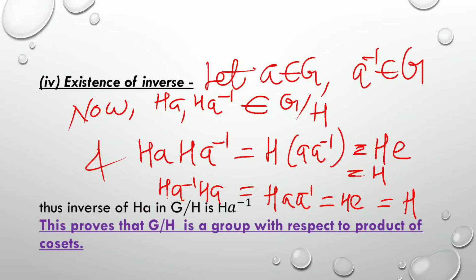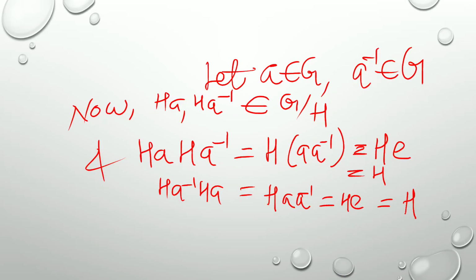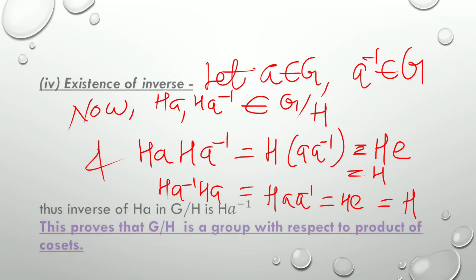This proves that G over H is a group with respect to the product of cosets.